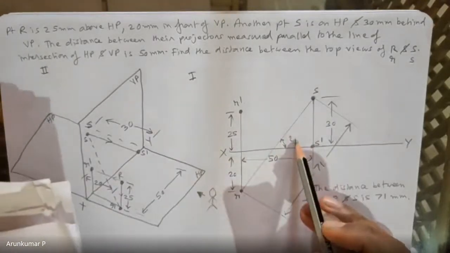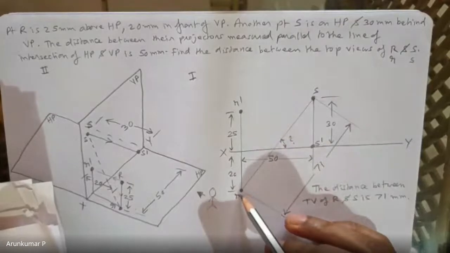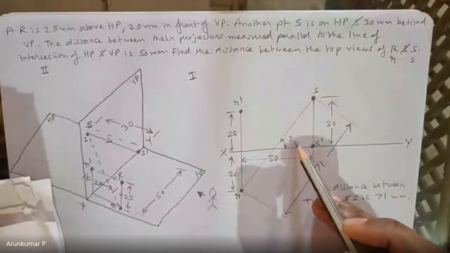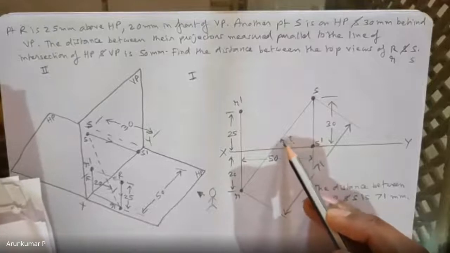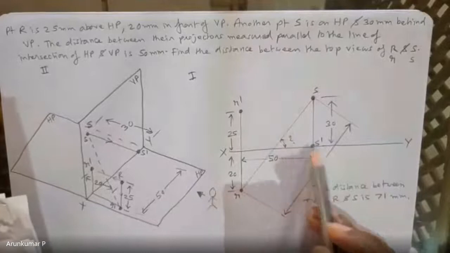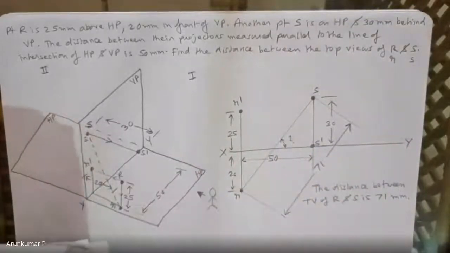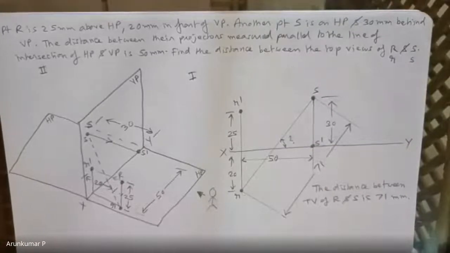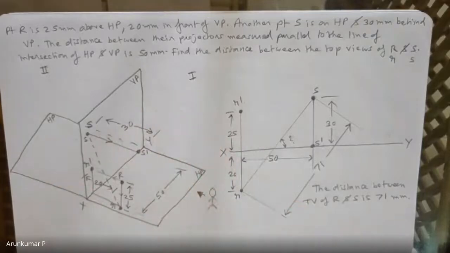This is what I was talking about. The line joining the top views, R and S, is making an angle of 40 degrees with XY. So this angle is given, 40 degrees. Full stop. Find the horizontal distance between the two projectors. So what are you trying to find in this problem? Sir, repeat the question.